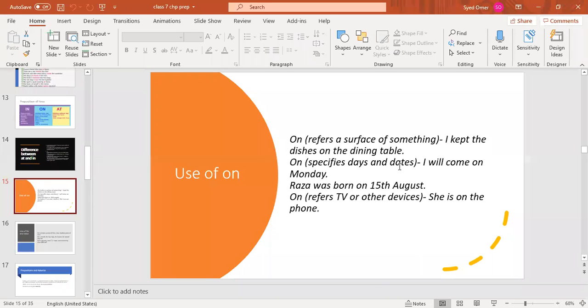It specifies days and dates, which I've told you. I'll come on Monday. Reza was born on 15th August. And on also refers to TV or other devices. She's on the phone. She's talking on the phone. You can also write it like this: she's talking on the phone, or she's on the phone. Okay.